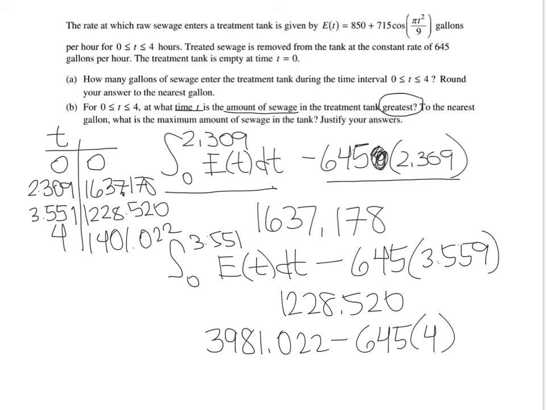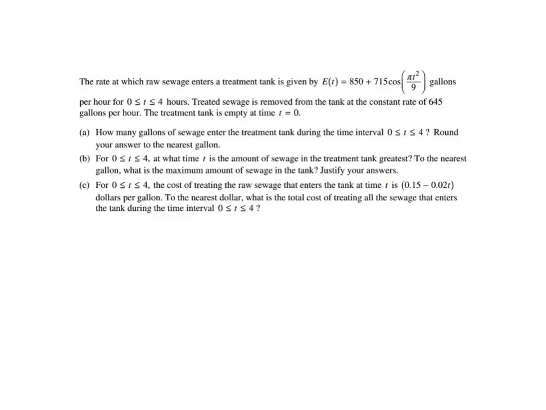So I would say what the amount is, because they want to know the maximum amount. So the maximum amount of sewage is 1,637.178 gallons. And I can say this is the maximum because I looked at the endpoints and the critical points, and this is the maximum value. Okay, the last part. Okay, part C.